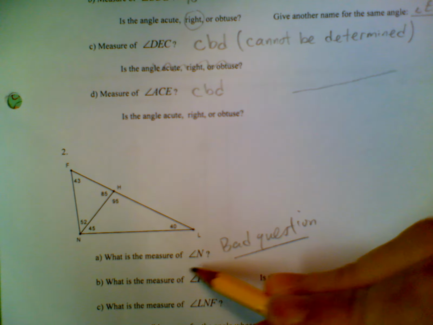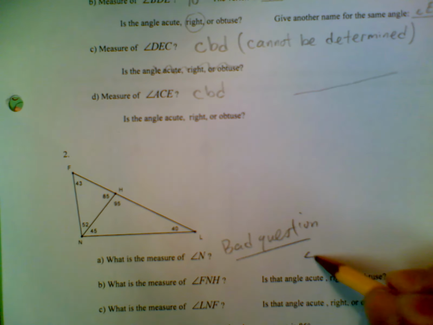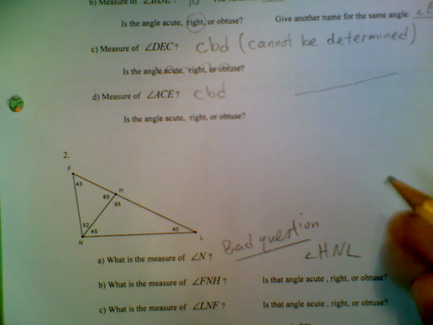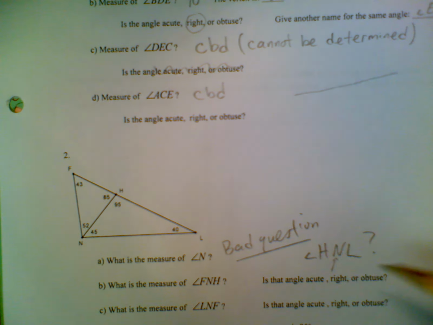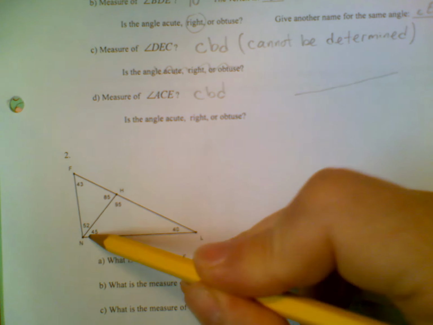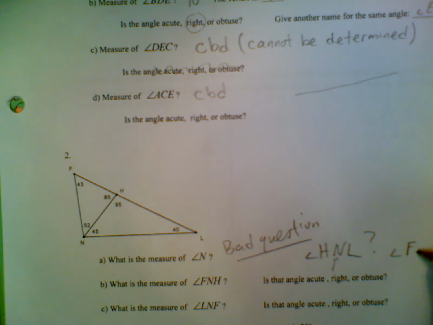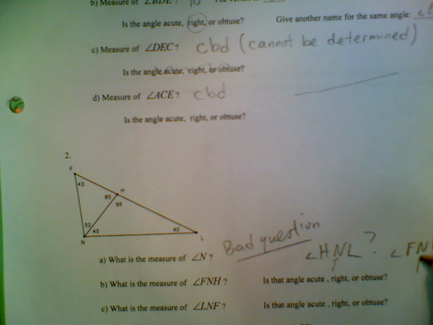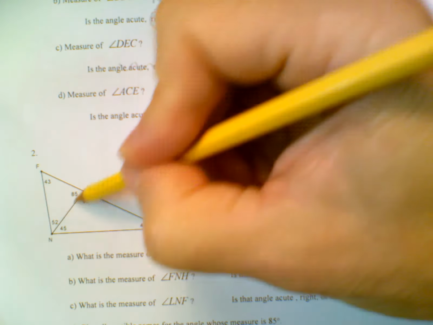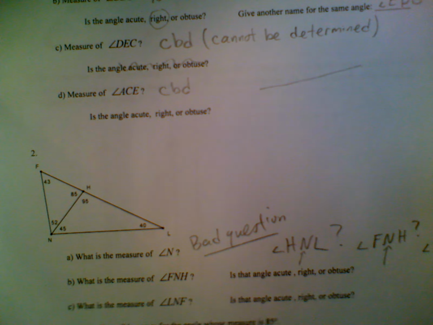If you ask me this question, angle N, how do I know whether you're talking about angle HNL, which has N as its vertex? That would be this 45-degree angle from H to N to L. Or maybe you're talking about angle FNH, because that has N as its vertex. But that would be this 52-degree angle over here. Or maybe you're talking about angle FNL.